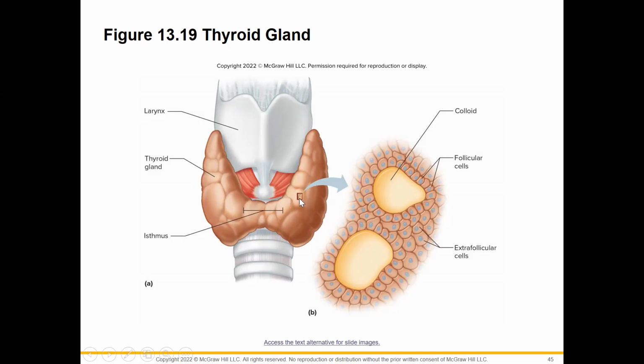So when you take a piece of the thyroid and you look at it, you see that you have these follicles. This empty space is surrounded by a single layer of follicular cells, and then everything else are the extrafollicular cells. And it's the extrafollicular cells producing the calcitonin. It's these follicular cells that are producing T3 and T4. And it's that colloid in the middle that basically is receiving that T3, T4.